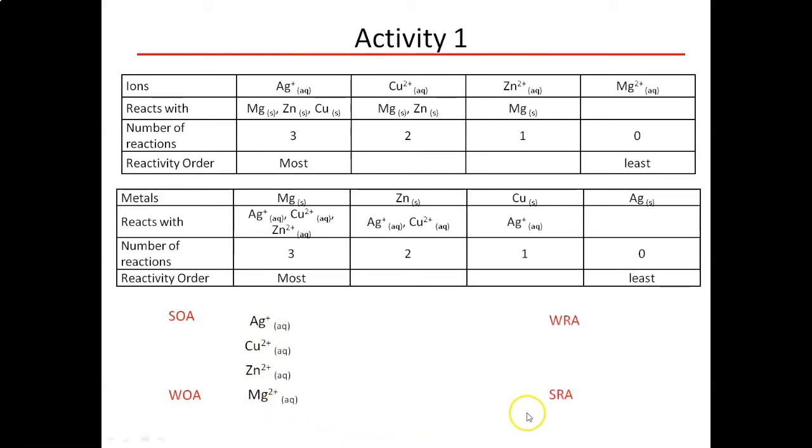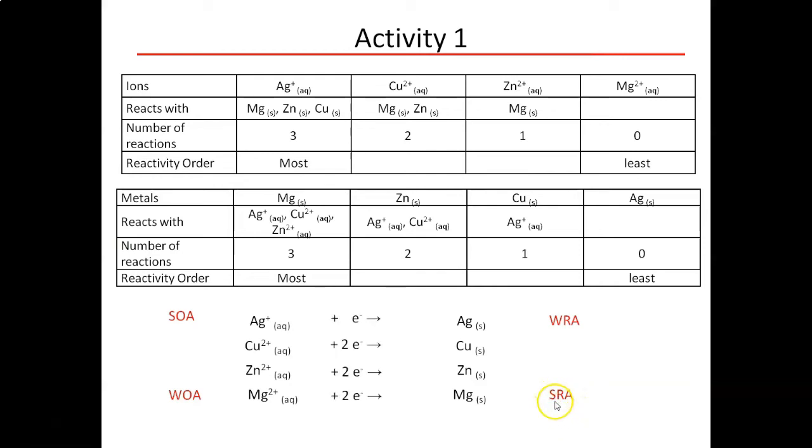Likewise, we could rank our strongest reducing agent to our weakest reducing agent. You notice my strongest reducing agent goes at the bottom. My strongest reducing agent would be the metal that reacts with the most ions, in this case magnesium. My weakest reducing agent would be the metal that reacts with the least number of ions, which would be my silver. And then we have our other two in terms of the number of ions they react with.